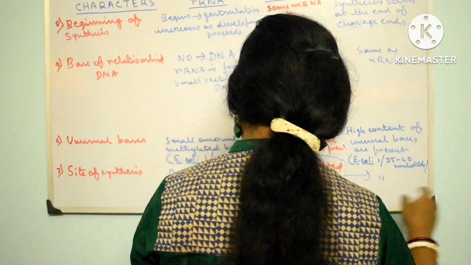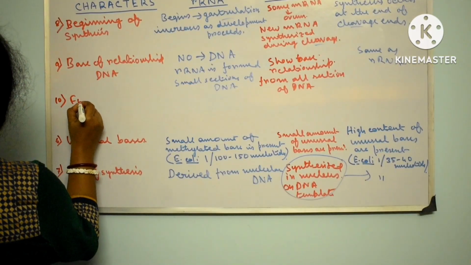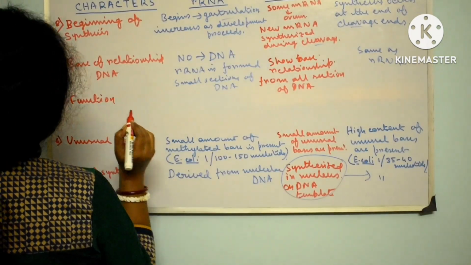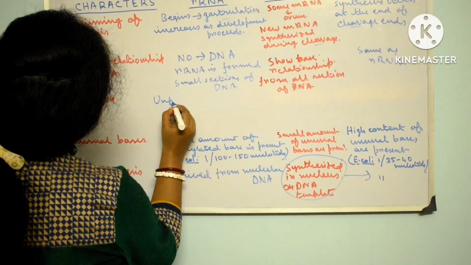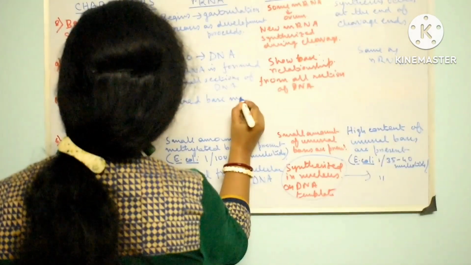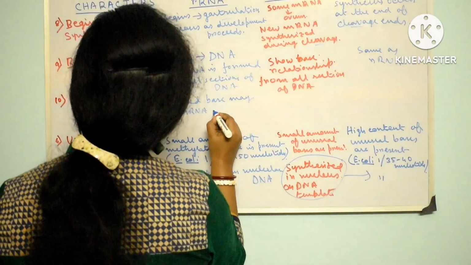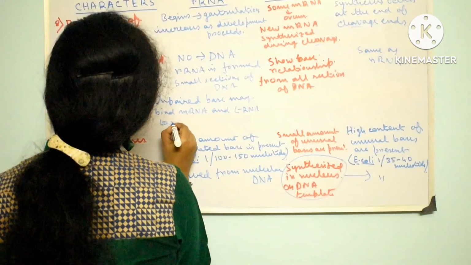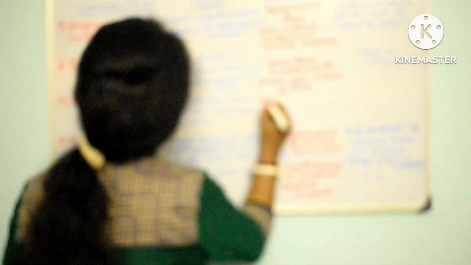The next and last point is about function. In case of rRNA, paired bases and unpaired bases may bind mRNA and tRNA to ribosomes.